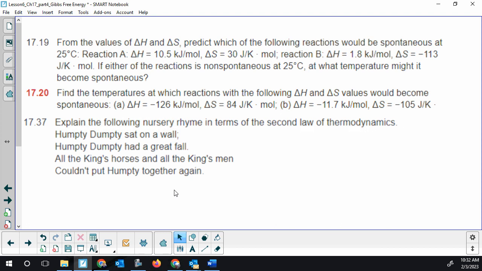Explain the following nursery rhyme according to the second law of thermodynamics. Humpty Dumpty sat on a wall. Humpty Dumpty had a great fall. All the king's horses and all the king's men couldn't put Humpty Dumpty together again.